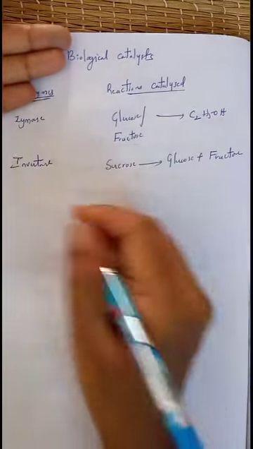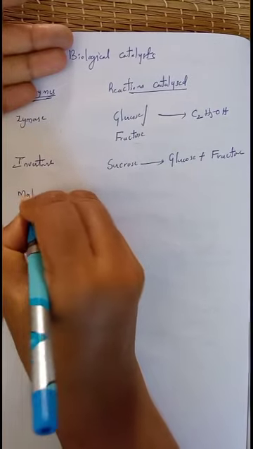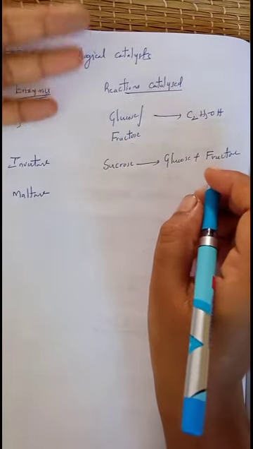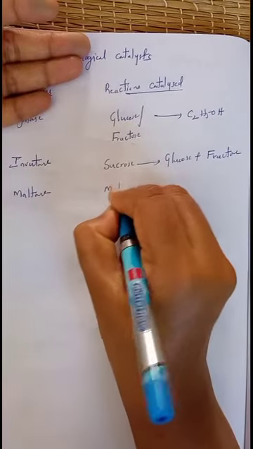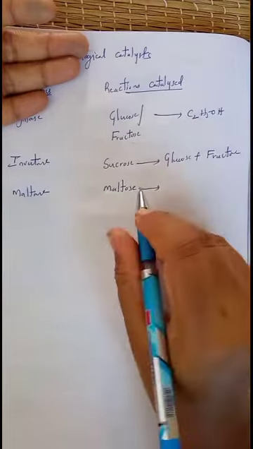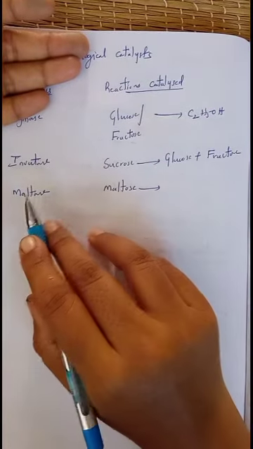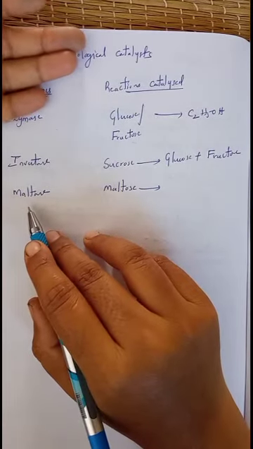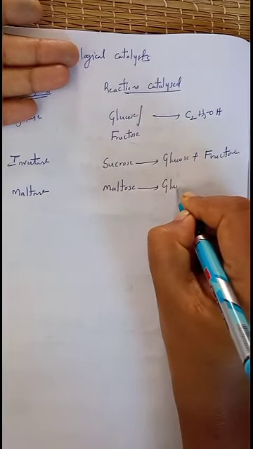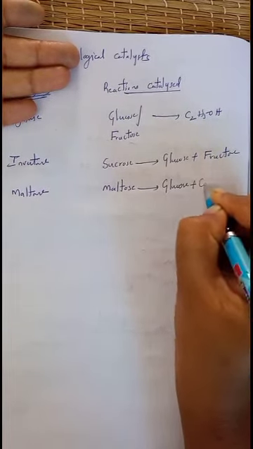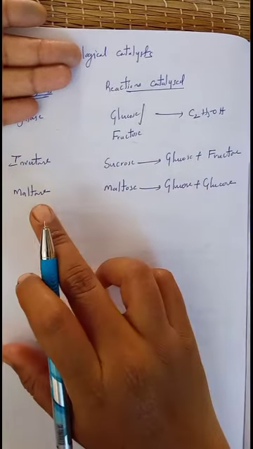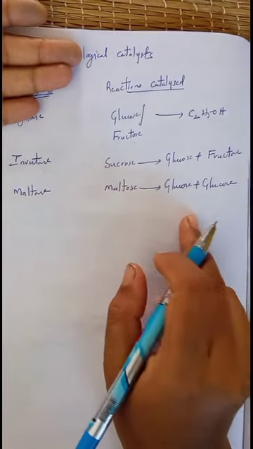Next one, maltase. This maltase can convert maltose into glucose and glucose. Maltose is one type of carbohydrate, a disaccharide, which on catalysis by the enzyme maltase can be converted into glucose and glucose, because it is made up of two glucose units. So maltase can catalyze the reaction.